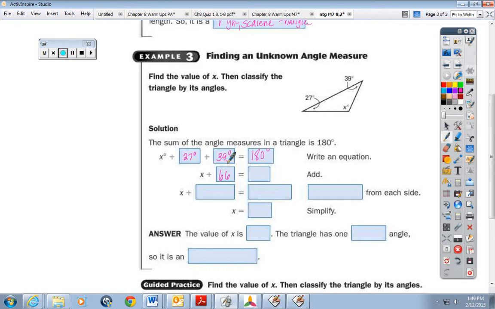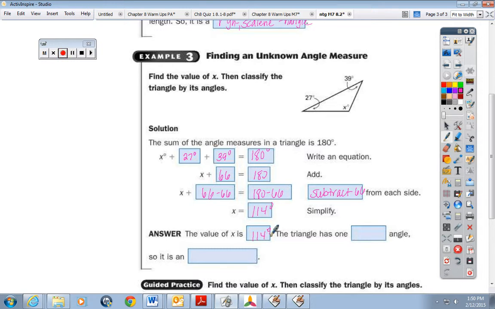Alright. So I know that whatever this third angle is, whatever it is, plus 66 has to be 180. So I would subtract 66 from both sides. What's 180 minus 66? 114. So what is the missing angle measure? 114.